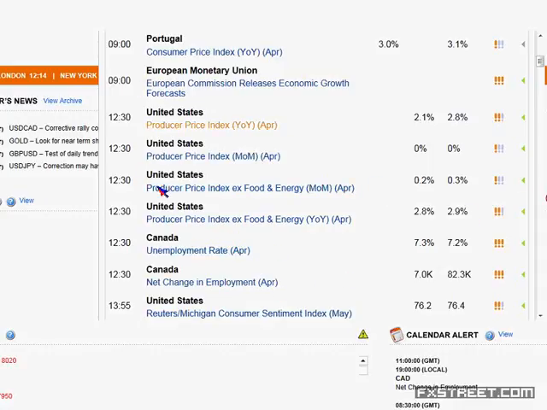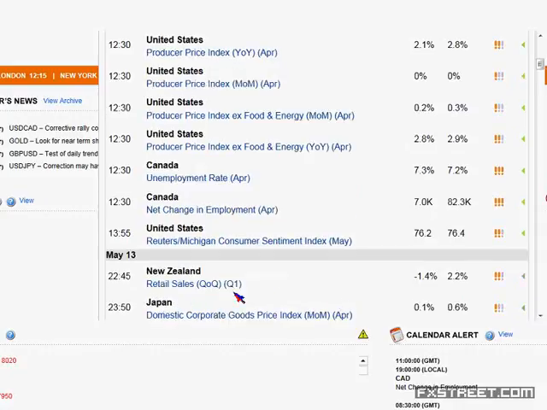The important data which we foresee today: from the US we have the producer price index, year on year and month on month, and from Canada we have unemployment and net change, and also we have the Michigan Consumer Sentiment Index, right?